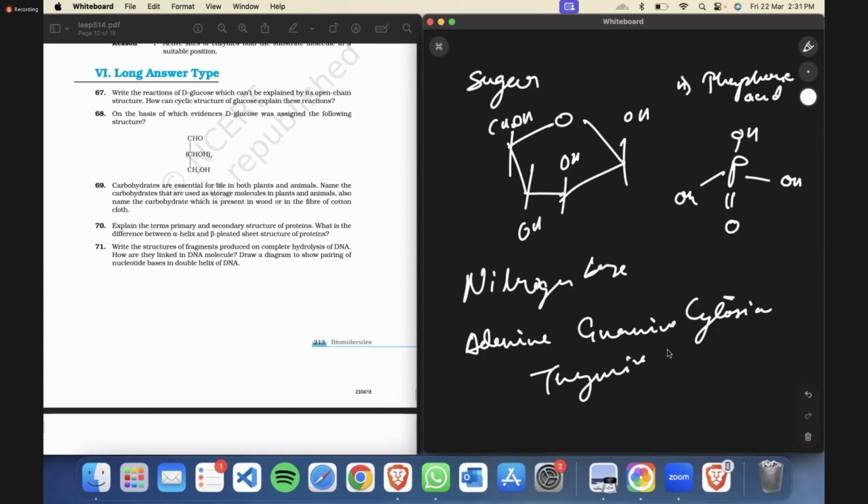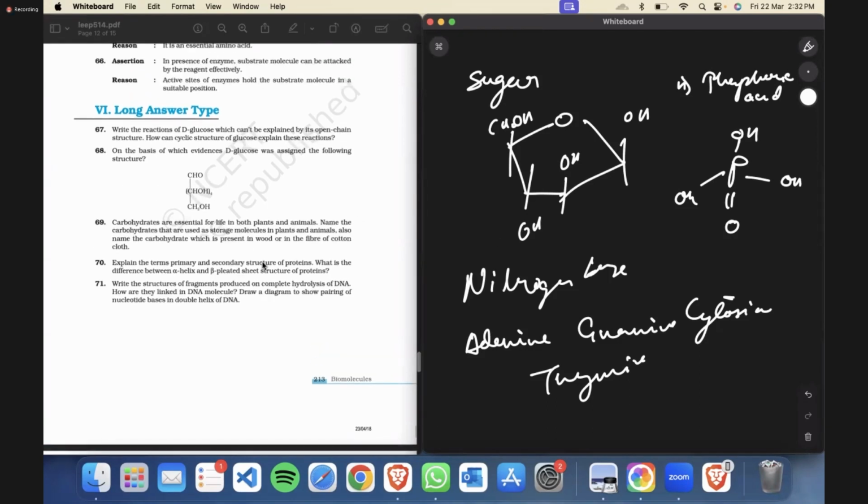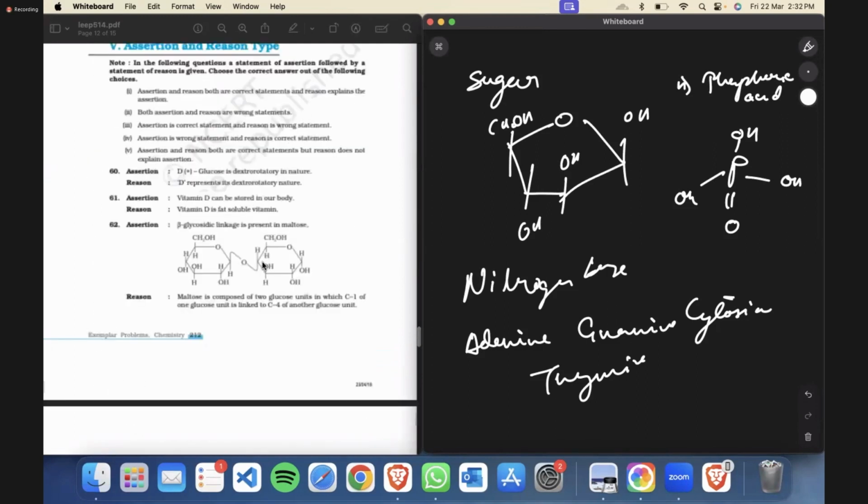A unit formed by the attachment of base to one position of sugar is called a nucleoside. When a nucleoside links to phosphoric acid at the 5 position of sugar, a nucleotide is formed. Nucleotides are joined together by phosphodiester linkages between 5 and 3 carbon atoms of pentose sugar. This I have already told you, and hence this concludes our topic on biomolecules.